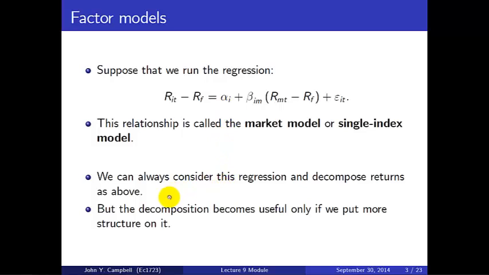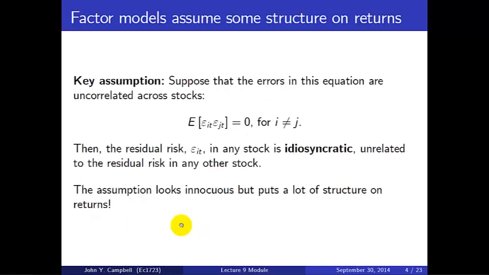Okay, so what can we learn from this regression? Well, it's only really useful if we put more structure on. So I'm now going to add an additional assumption. I'm going to make the assumption that the errors in this equation that I just showed you are uncorrelated across stocks. In other words, that the epsilon for stock I and the epsilon for stock J have an expected cross product or covariance of 0 whenever I and J are different stocks. That's saying that the residual risk epsilon in any stock is idiosyncratic. It's unrelated to the residual risk in any other stock.